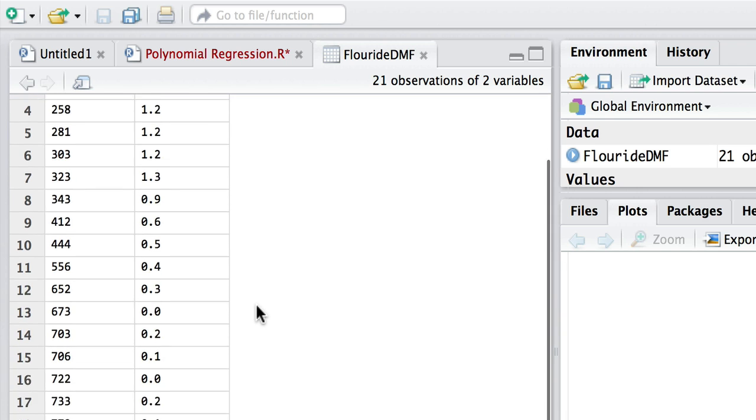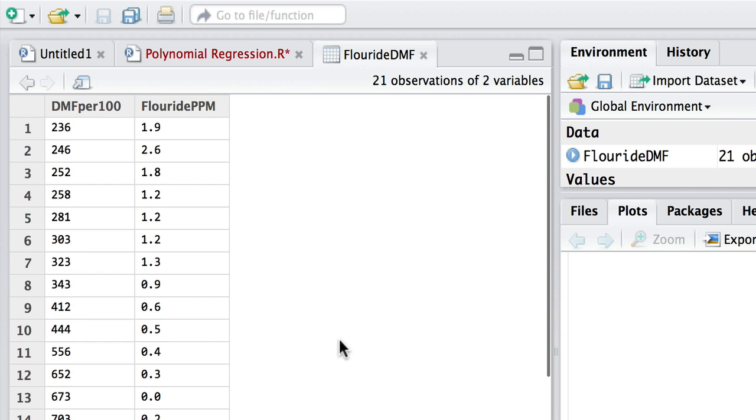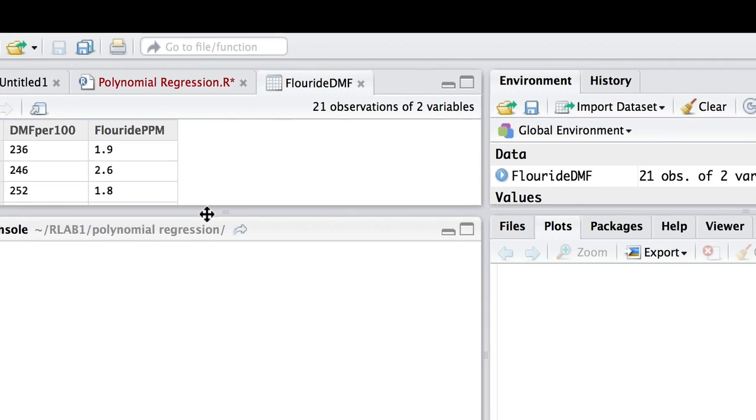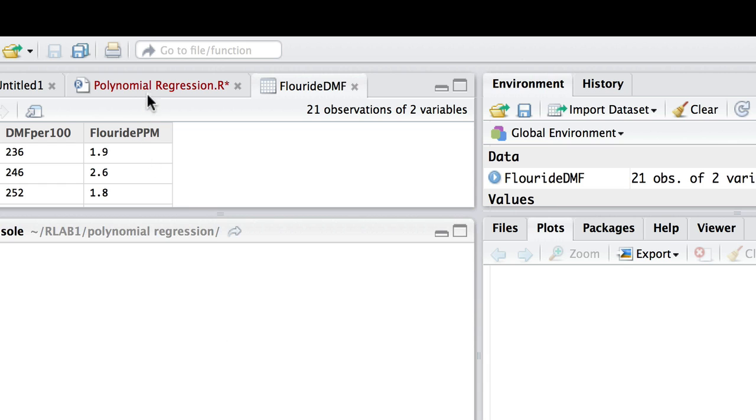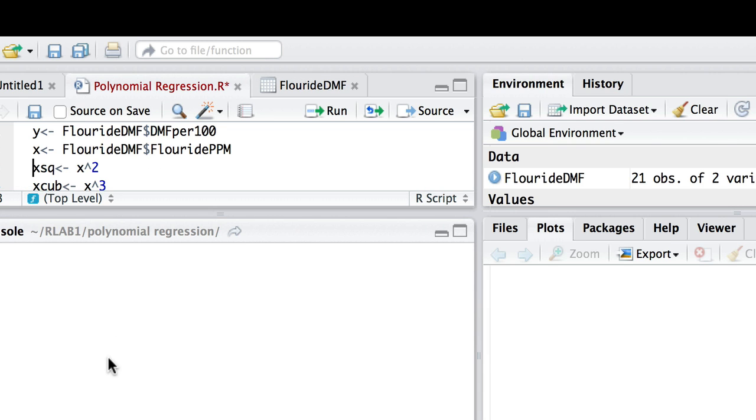They looked at 21 populations of children and they had an index: the decayed, missing or filled teeth per 100 children against the fluoride concentration in water in terms of parts per million. I've read these data in, and now we need to fit a variety of models to work out the most appropriate predictive model. So the first thing we should be doing is, of course, plotting our relationships. So this is just what we're going to be doing here.